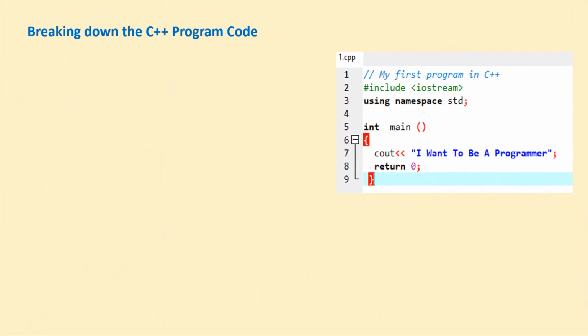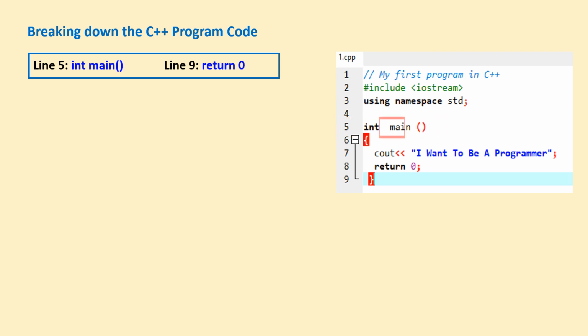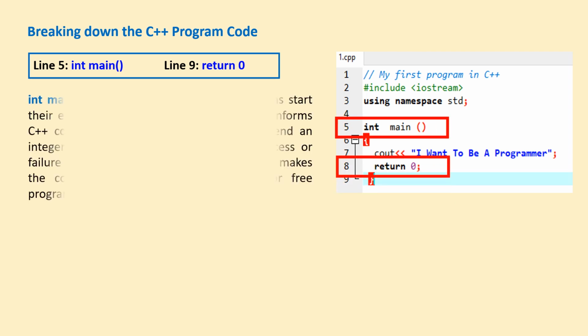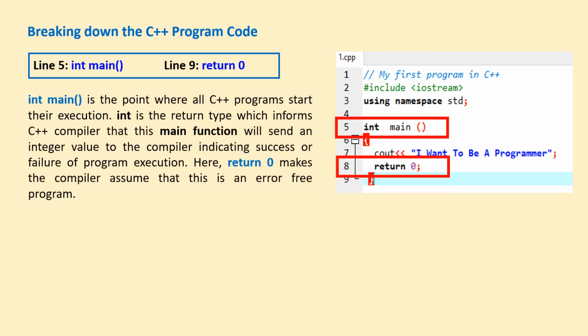We will now have a look at line 5 and line 9. On line 5, we have the int main function, and line 9 has return 0. The int main function is the point where all C++ programs start their execution. int is the return type which informs the C++ compiler that this main function will send an integer value to the compiler, indicating success or failure of program execution. Here, return 0 makes the compiler assume that this is an error-free program.